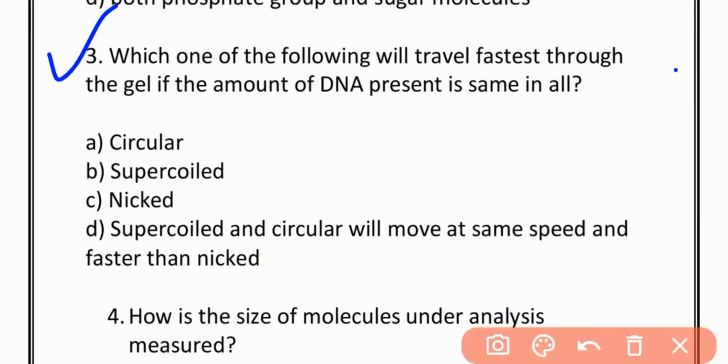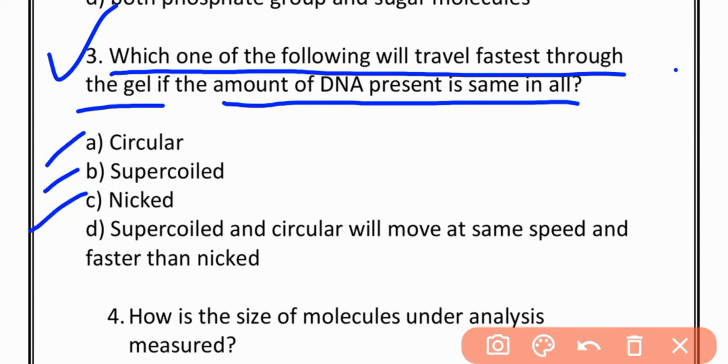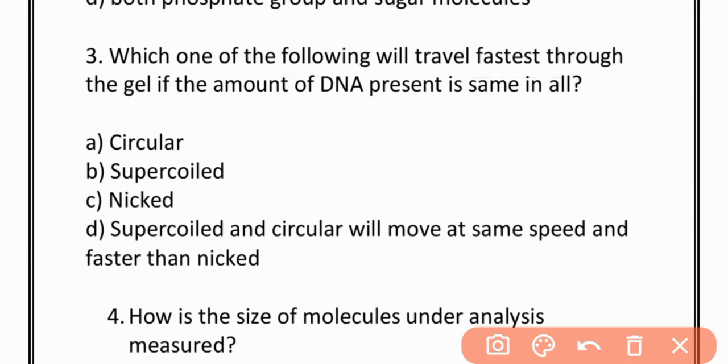MCQ number 3. Which of the following will travel fastest through gel if the amount of DNA present is the same in all? Circular, supercoil, linear. Supercoil and circular will move at the same speed and faster than linear. The correct option is option B, supercoil.